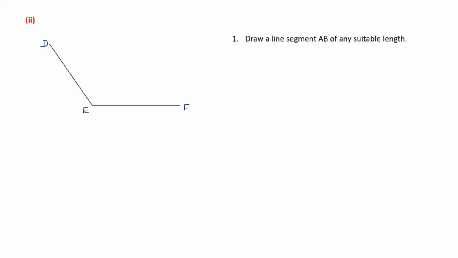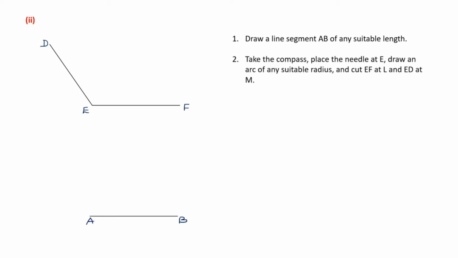First step, draw a line segment of any suitable length. So we have line segment AB. Second step, take the compass and place the needle at E. We're going to use E as the center. So we are looking at this angle here. Place the needle of your compass at E and draw an arc of any suitable radius, and the arc should cut EF and ED. So let's draw that.